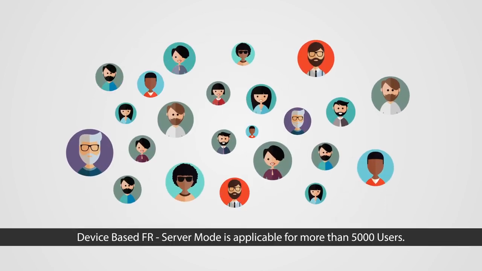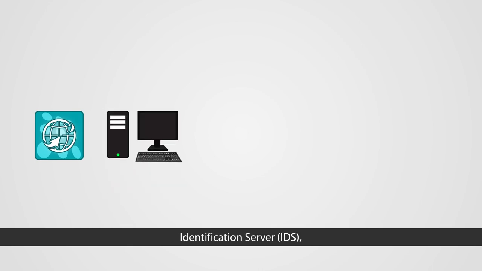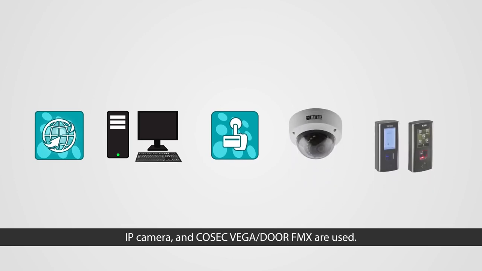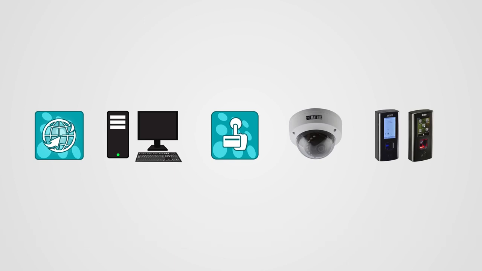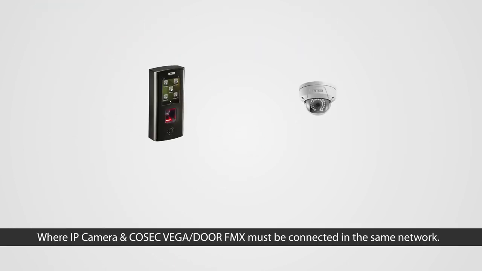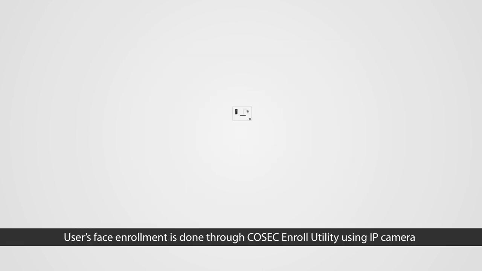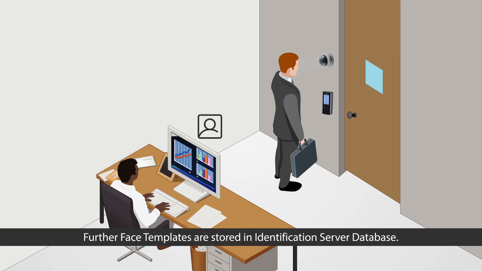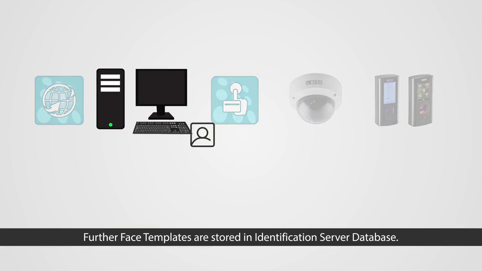Device based FR's server mode is applicable for more than 5000 users. In this mode, COSEC Centra Identification Server, that is IDS, COSEC Enroll Utility, IP camera, and COSEC Vega or Door FMX are used, where IP camera and COSEC Vega or Door FMX must be connected in the same network. User's face enrollment is done through COSEC Enroll Utility using IP camera to ensure proper face enrollment with required lighting conditions. Further, face templates are stored in identification server database.